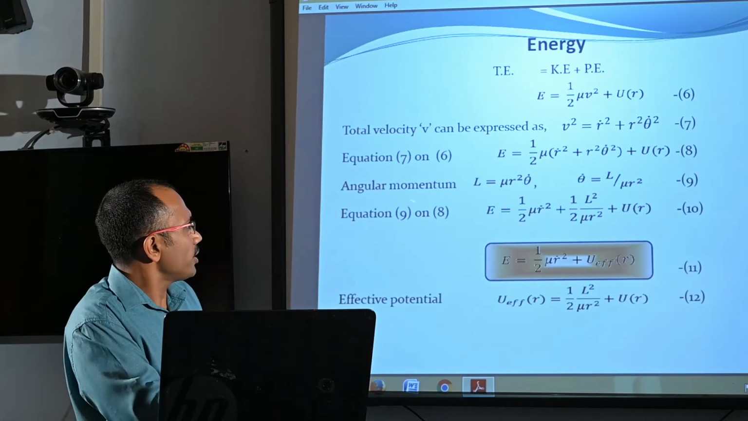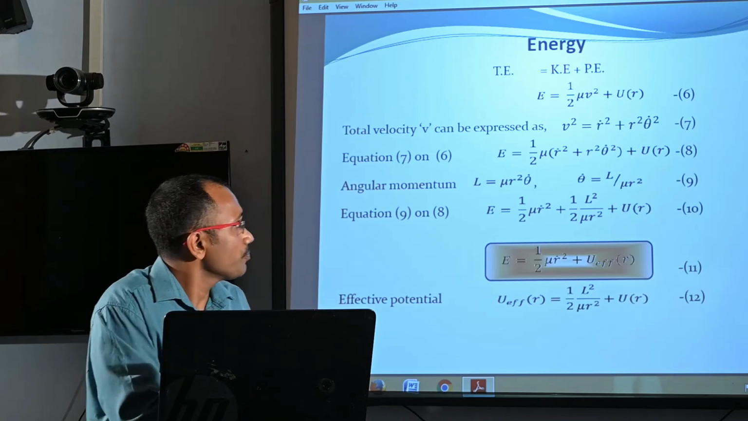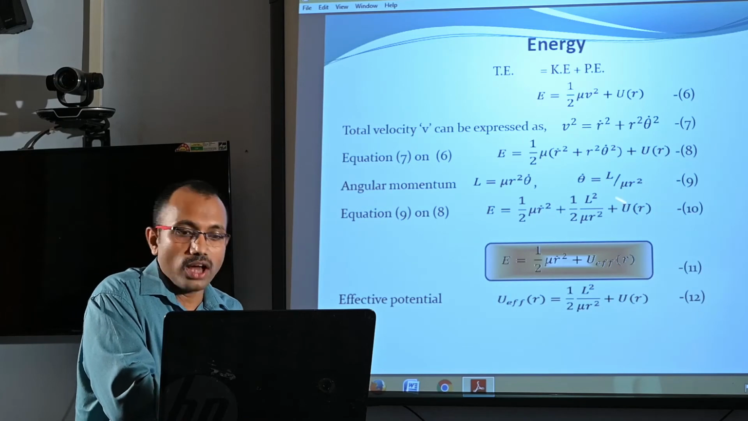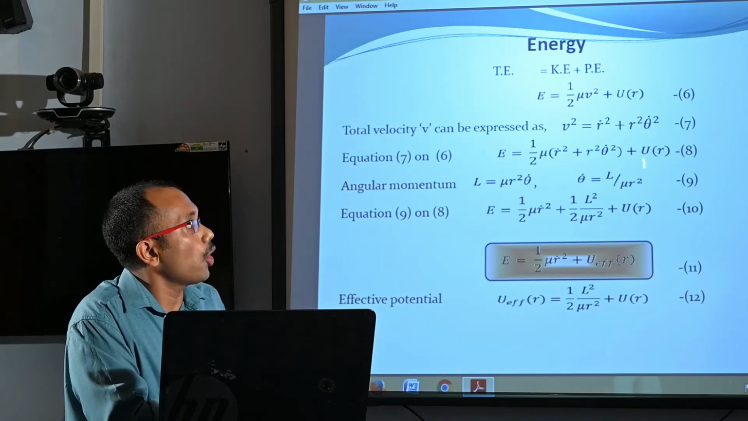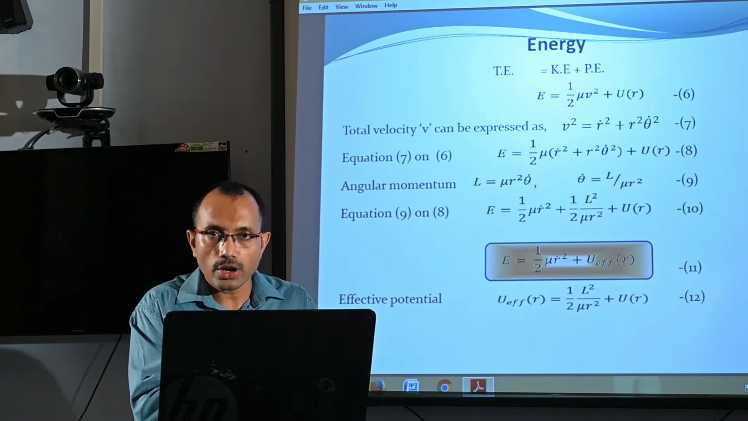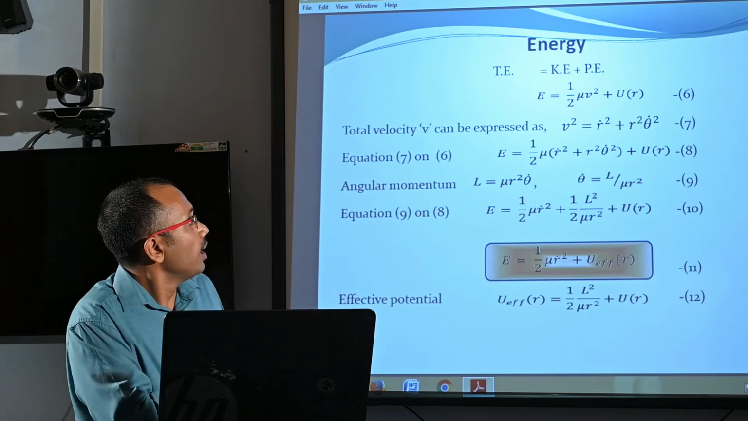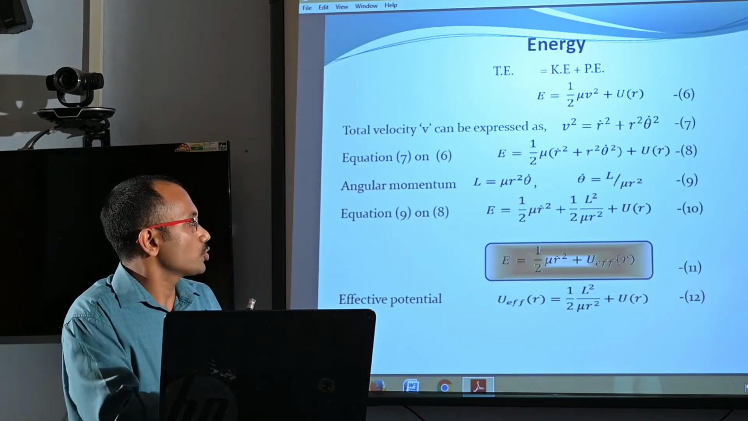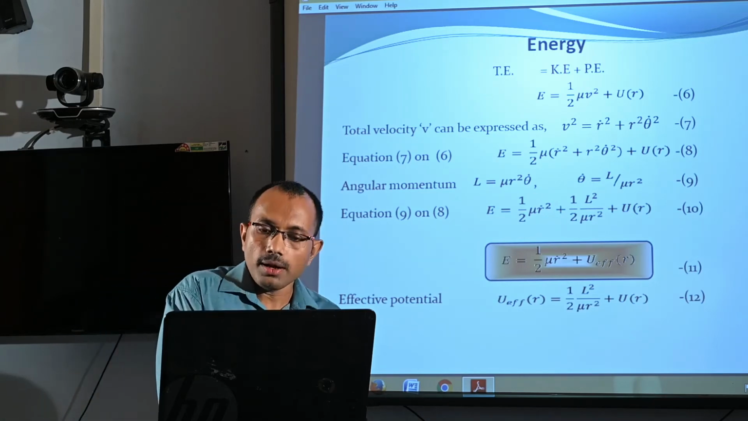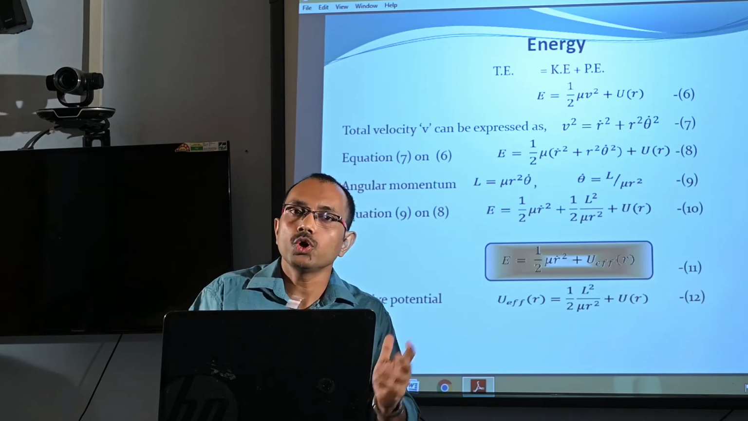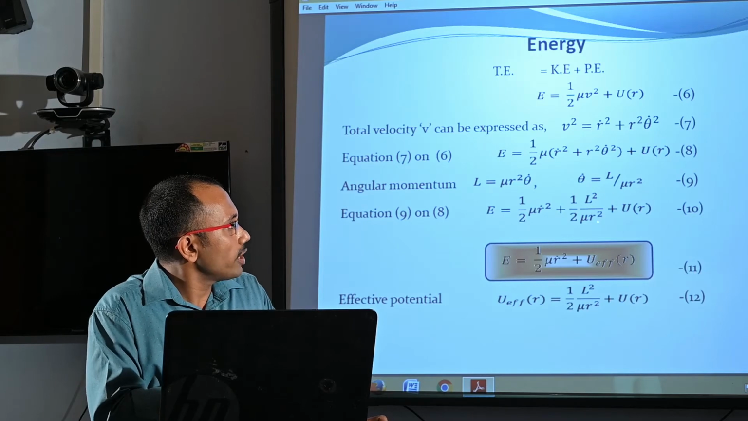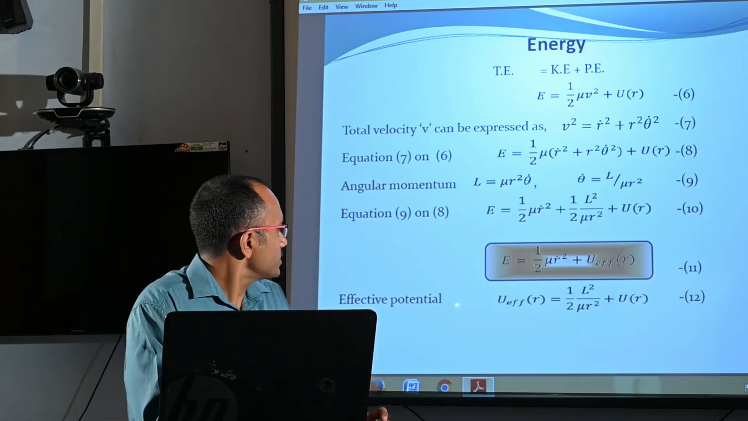From there you already know that the angular momentum is equal to mu r square theta dot. I am finding theta dot from this equation, which is L by mu r square, and substituting this theta dot here. So E is equal to half mu r dot square plus r square into L by mu r square whole squared, plus u of r. This can be written as half mu r dot square plus half L square by mu r square plus u of r.